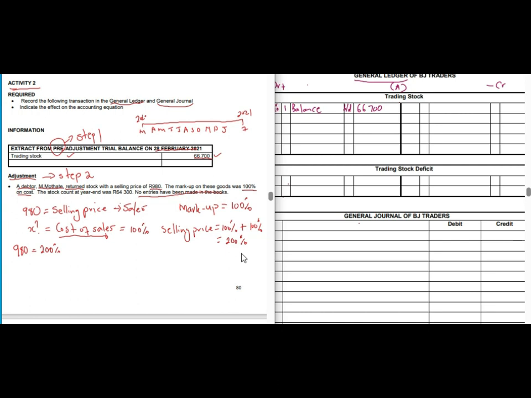In this case, guys, markup percentages change. Sometimes we'll be given 50%, 30%. If you are given 50%, then your selling price is your 100% plus the markup of 50, which equals 150. If you are given 20%, then 100 plus 20% is 120. But in this case, we are given 100% markup, so it's our 100% plus our 100%, which equals 200%.